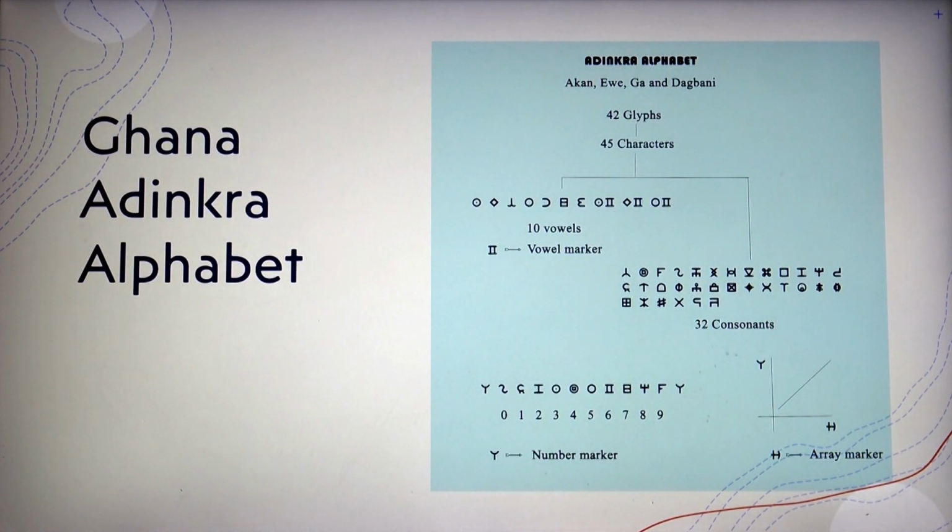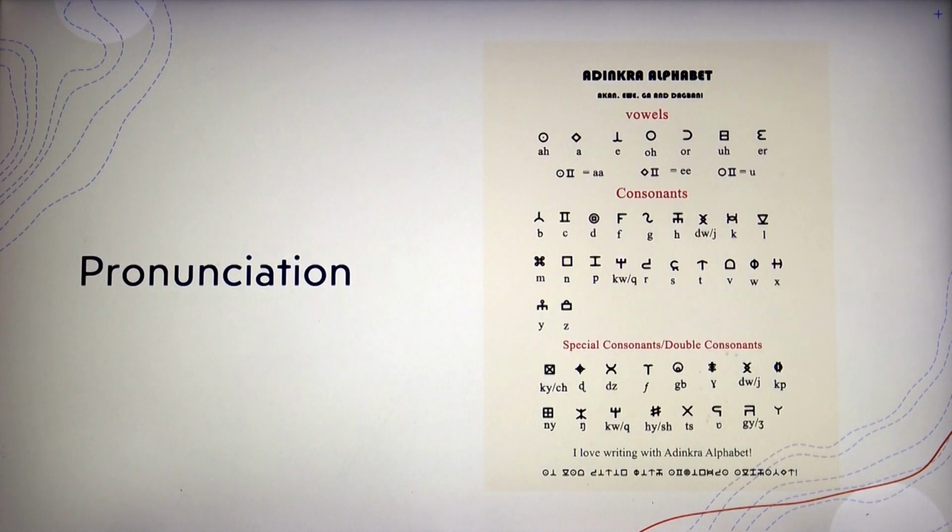This is the Ghana Adinkra alphabet. We have 42 glyphs, 45 total characters, 10 vowels, and 32 consonants. C is a vowel marker, X is an array marker, and there's a number marker character. Then for the pronunciations, again you have the 10 vowels and then the basic consonants and then the double consonants or special consonants.